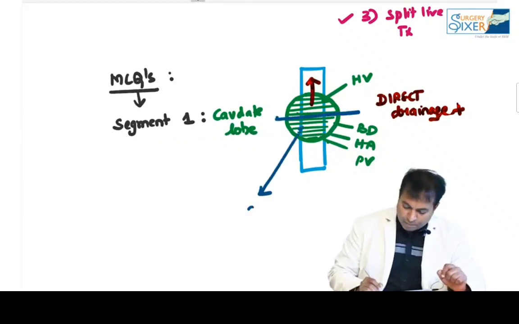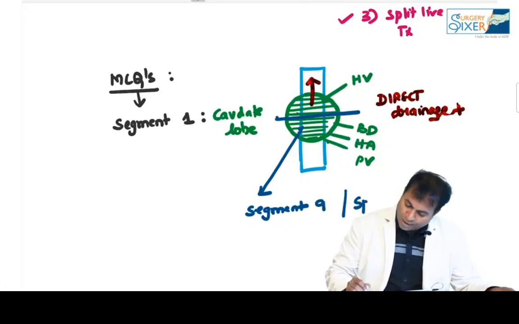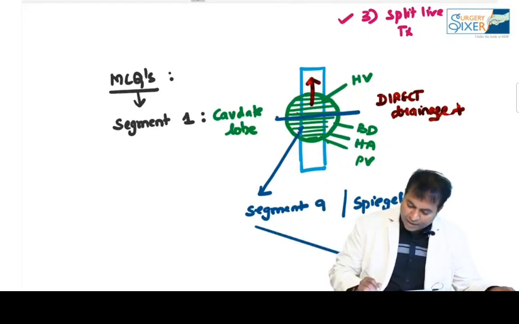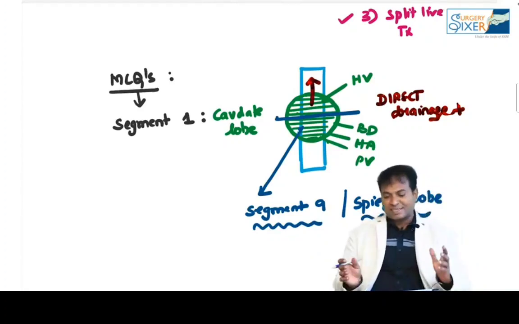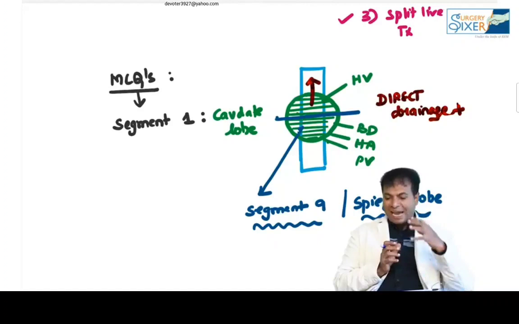They are known as segment 9. I will show you this image when I am discussing the picture. Segment 9, and there is one more lobe known as spigelian lobe. Caudate lobe is divided into segment 9 and spigelian lobe on surgical dissection. There are 2 lobes which form the caudate lobe. So please remember, caudate lobe is located on the posterior surface. It is a separate segment, segment 1. It has direct drainage into the IVC.